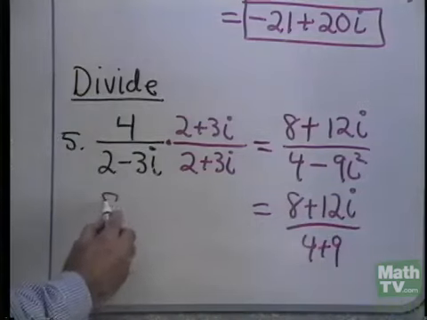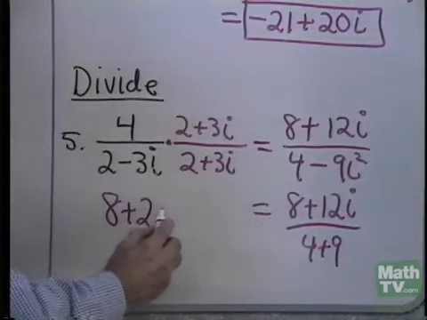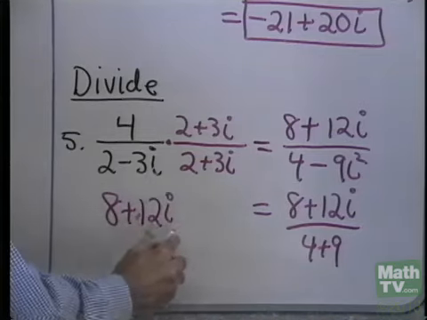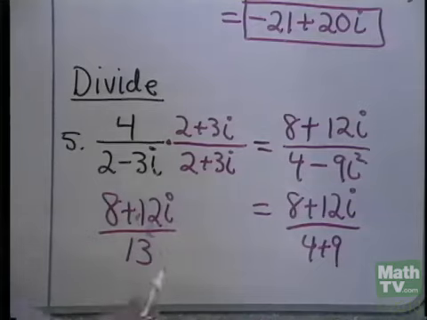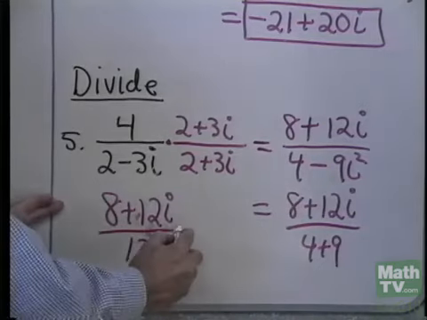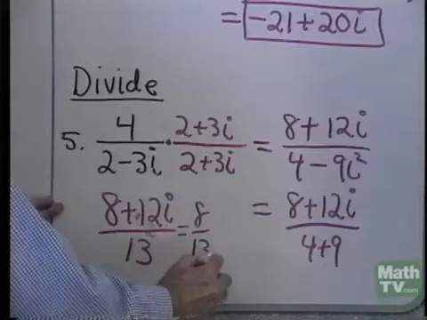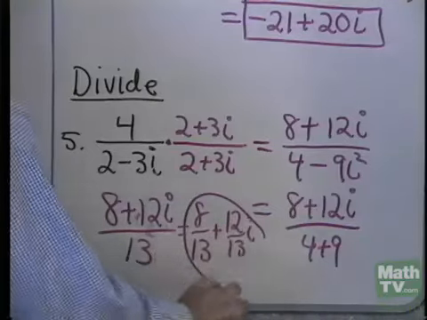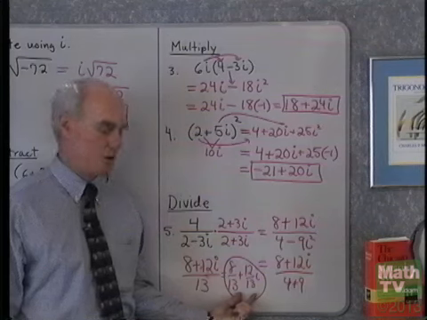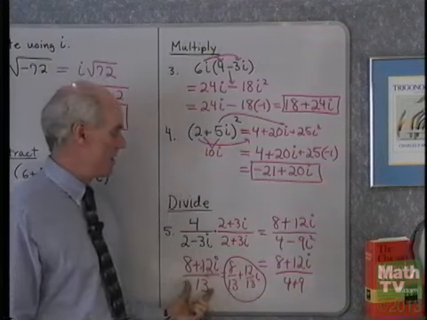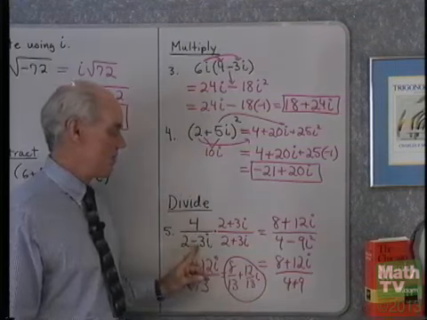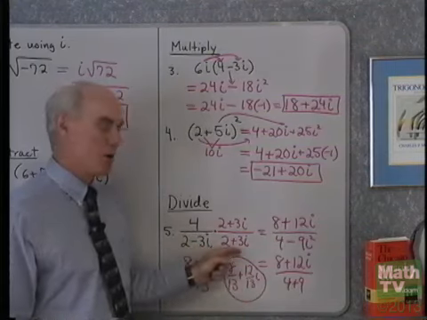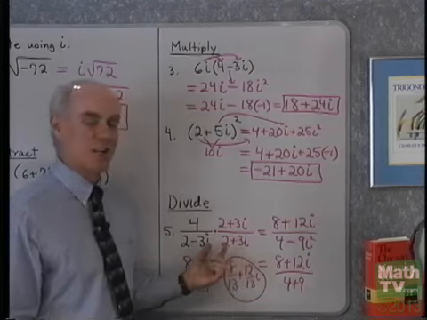So I'm going to write that over here. 8 plus 12i, all divided by 13. Now, if I want to write this as a complex number in standard form, it would be 8/13 plus 12/13 i. That's writing it as a complex number in standard form, this is also the correct answer right here. And I've divided 4 by 2 minus 3i, and I end up with this complex number. The key to division is really in multiplying the numerator and denominator by the conjugate of the denominator.